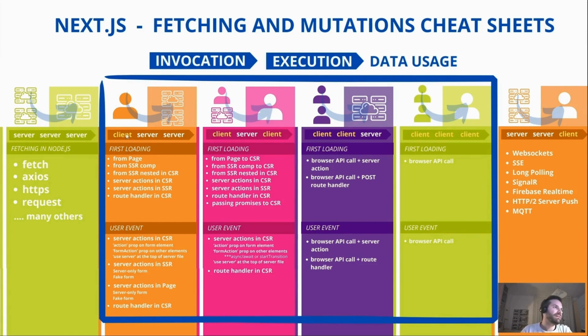Let's start with the invocation from the client, execution on the server, and data used on the server. Actually, we start with the front page. The Next.js page is by definition a server-side rendered component. If we fetch the data inside the page, we are sure that the API call is going to be executed on the server. So let's start coding.